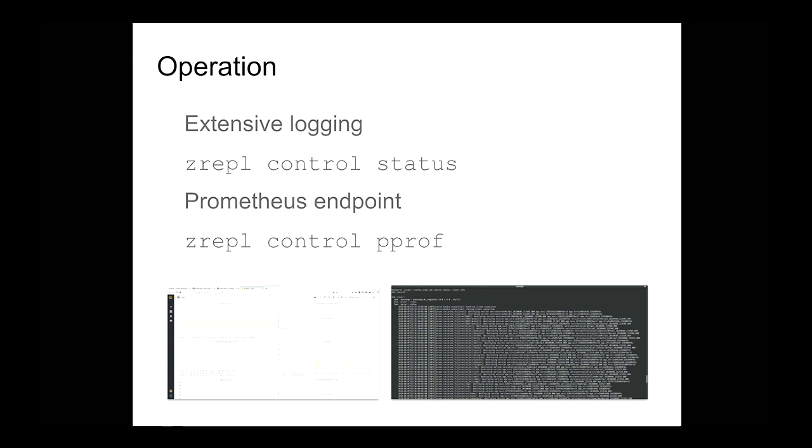You can specify the log format. You can say, I want something human readable for the human operator. But if you want to process the log data with some kind of Logstash or something, you can also send JSON or logfmt if you want. For those who want to just SSH into the machine and look at what it is doing, there's also a zrepl control status command, which basically gives you an overview of the different jobs that are configured in the configuration file.